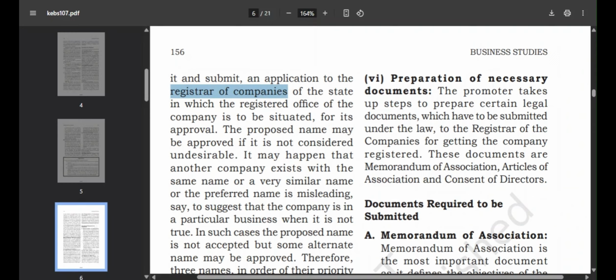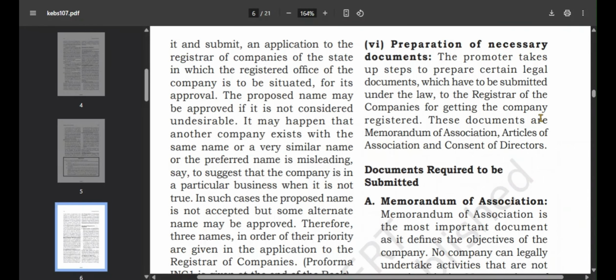So when your company gets incorporated, finally the promoters have to decide a name and submit it in an application to the registrar of the companies of the state in which the registered office of the company is to be situated. The proposed name may be approved if it is not considered undesirable. Three names have to be given. Out of those three names, the registrar of the company decides what is suitable.